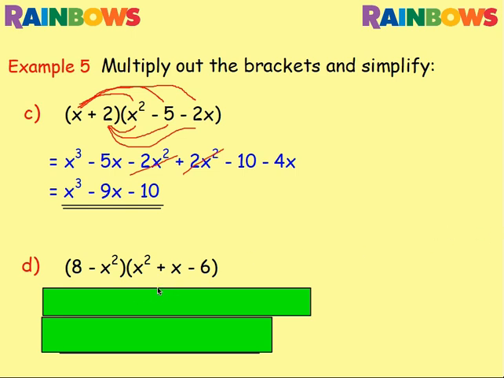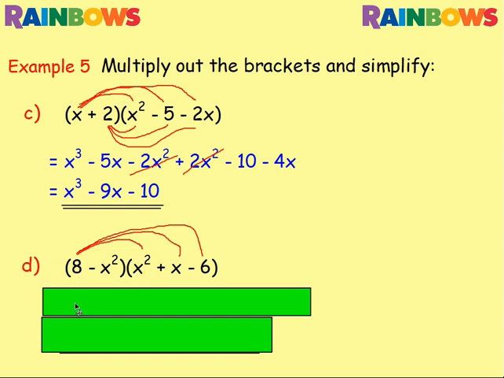Who wants to do D? I do. Then let's do D. 8 take away x squared, bracket x squared, add x take away 6. Once again, start the same way. So do the 8 times the x squared, then the 8 times the x, and the 8 times the negative 6. Just draw in these terribly drawn rainbows.